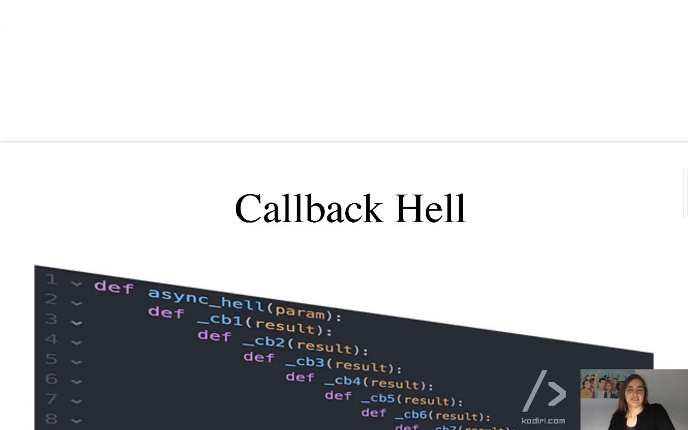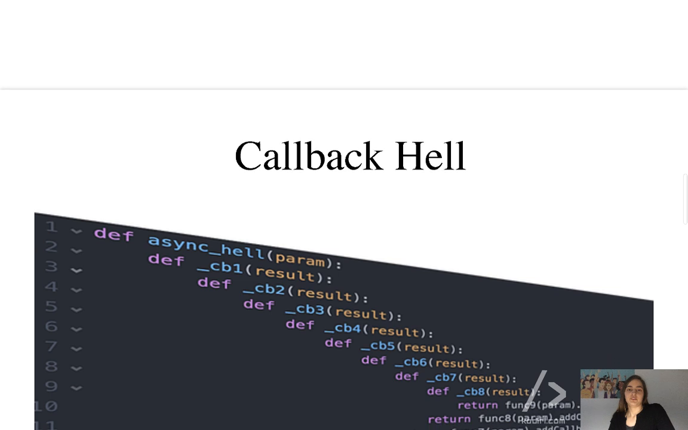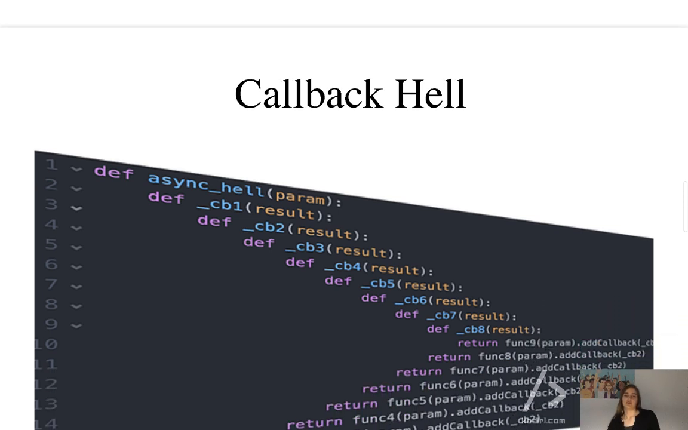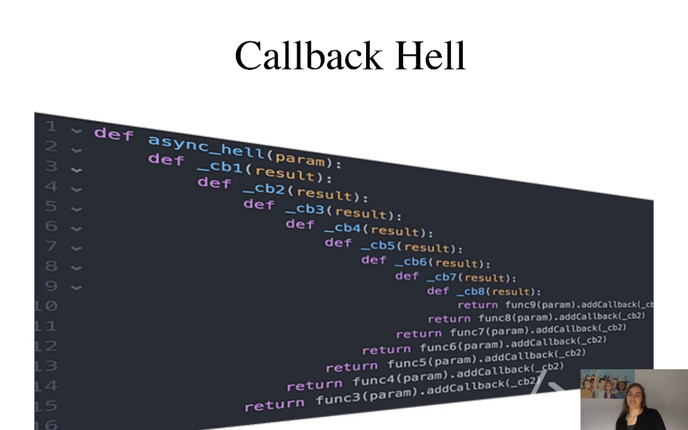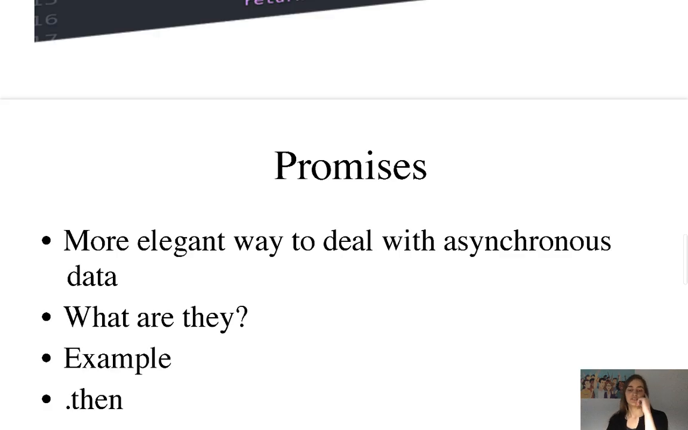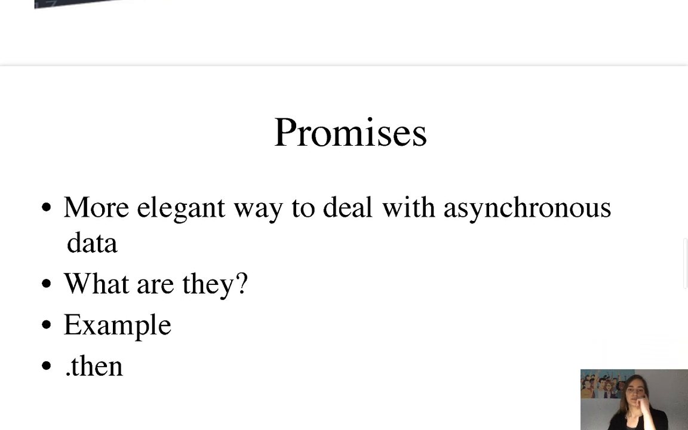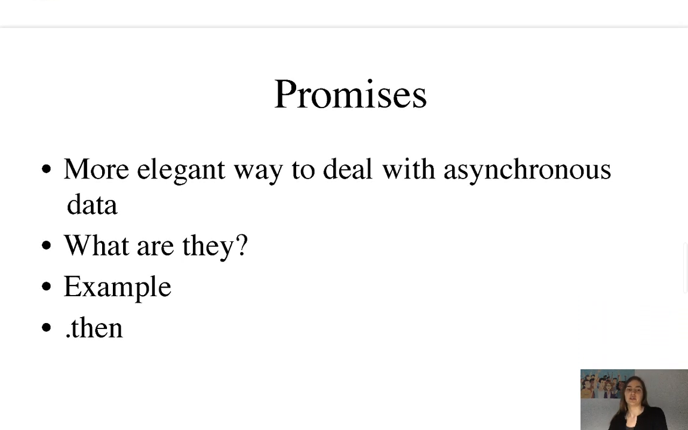Okay. Right, so if you're retrieving information using a callback, and then you need to use that information to make another request to a server, and you're doing that multiple times, it might end up in something like this, which is callback hell. And you don't want this in your code. It's very unreadable. It looks really bad. So in order to avoid this, we've got promises, which are a more elegant way to deal with asynchronous data.